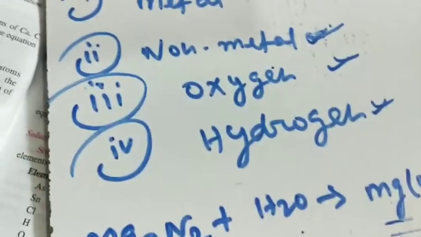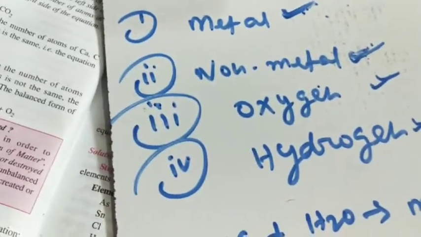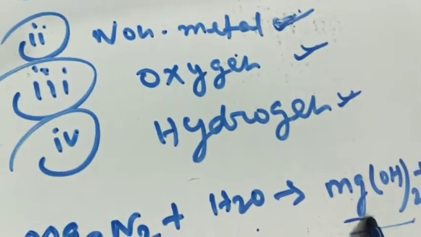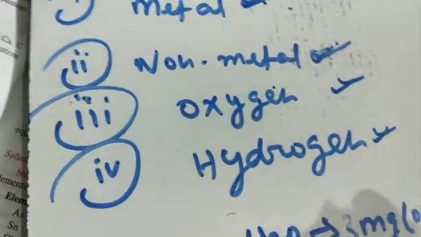First, you balance the number of magnesium on both sides. On the left-hand side there are 3 magnesium, but on the right-hand side only 1 magnesium. So you apply 3 here. According to the rule, first you balance the metal. So I balance the metal. After balancing the metal, you go on to the non-metal according to the rule.